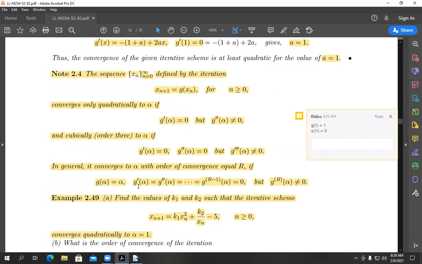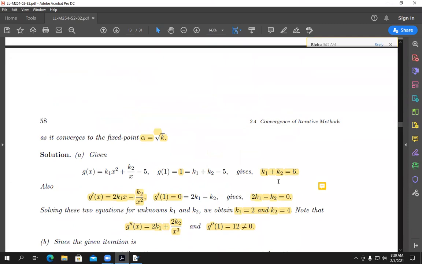To find the order of convergence, you take the first derivative. If the first derivative is not equal to 0, stop, and the order of convergence is linear. Then you go further: if g dash alpha equals 0, you find the second derivative. If the second derivative equals 0, you find the third derivative. You have to stop when the derivative of g is not equal to 0, and the order of that derivative is the value of r.